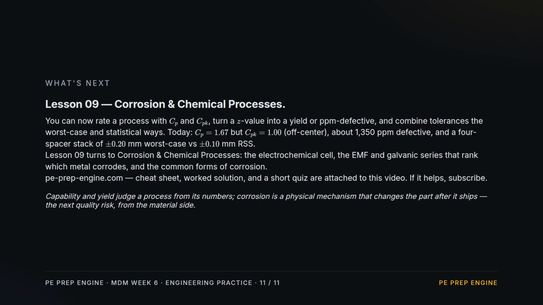You can now rate a process with CP and CPK, turn a Z value into a yield or a defect rate, and stack tolerances both ways. Next we turn to how the material itself changes, the electrochemical cell, the galvanic series that ranks which metal corrodes, and the common forms of corrosion.